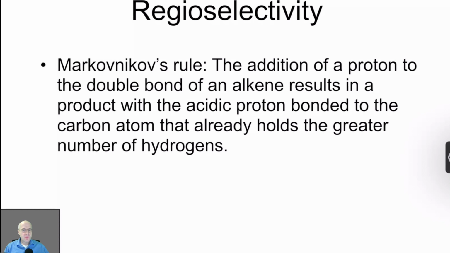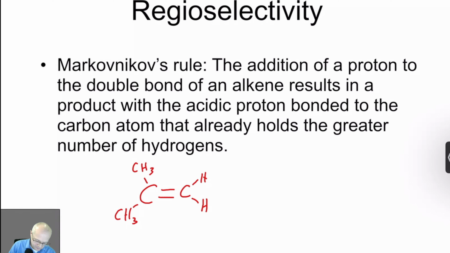All right, so let's talk about regioselectivity, because so far the examples I've shown you, the generic mechanism and the addition of HCl, have been to what's called a symmetrical alkene. It was the same on both sides of the double bond. What happens if it's not? What happens if you have an unsymmetrical alkene, such as maybe this one, for example? What happens then? Well, that's when a rule called Markovnikov's rule comes in.